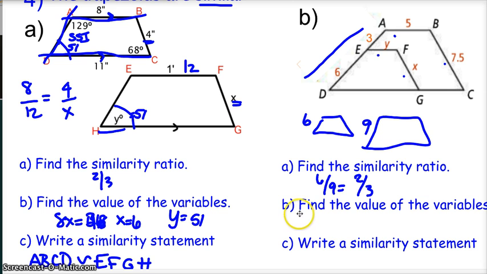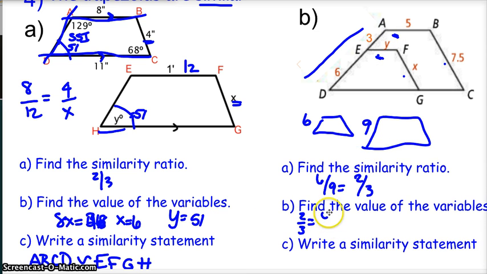Finding the value of the variables. Now that I have the similarity ratio, I can set up a fraction. 2/3 is the smaller to the larger, so I can say that 2/3 is going to also equal y over 5 because it has the same similarity ratio. So when I cross multiply, I get 10 equals 3y. So divide both sides, y ends up equaling 3 1/3.